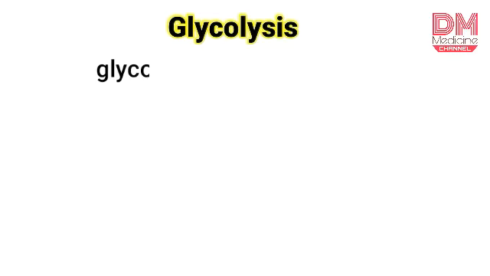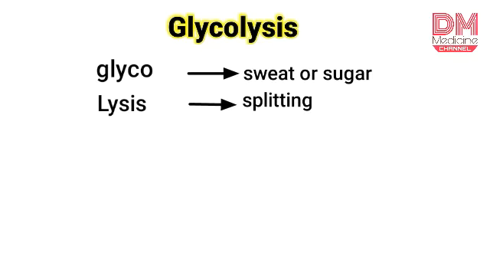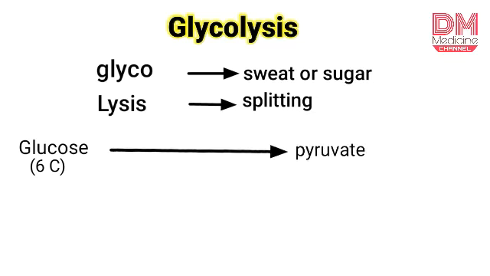Hello guys, today in this video lecture I'm going to explain glycolysis. So glyco means sweet or sugar and lysis means splitting. Glucose is a 6 carbon molecule, and in glycolysis glucose will be split apart into molecules of pyruvate, and each molecule of pyruvate represents a 3 carbon molecule. Basically you take glucose and break it into 2 molecules of 3 carbon atoms, and that's the basic idea behind glycolysis.